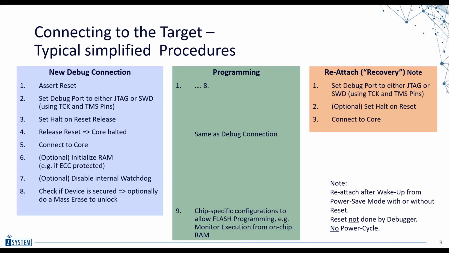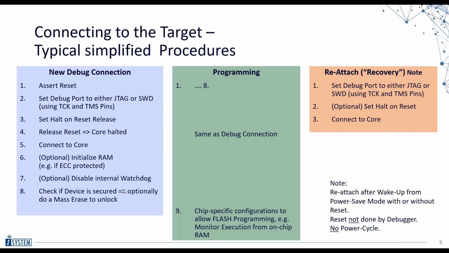First one is a new debug connection. Second will be a connection to the target not only for debugging but also for flash programming. And the third one is a reattach to the target. This may occur after a system reset or after exit from a power saving mode.